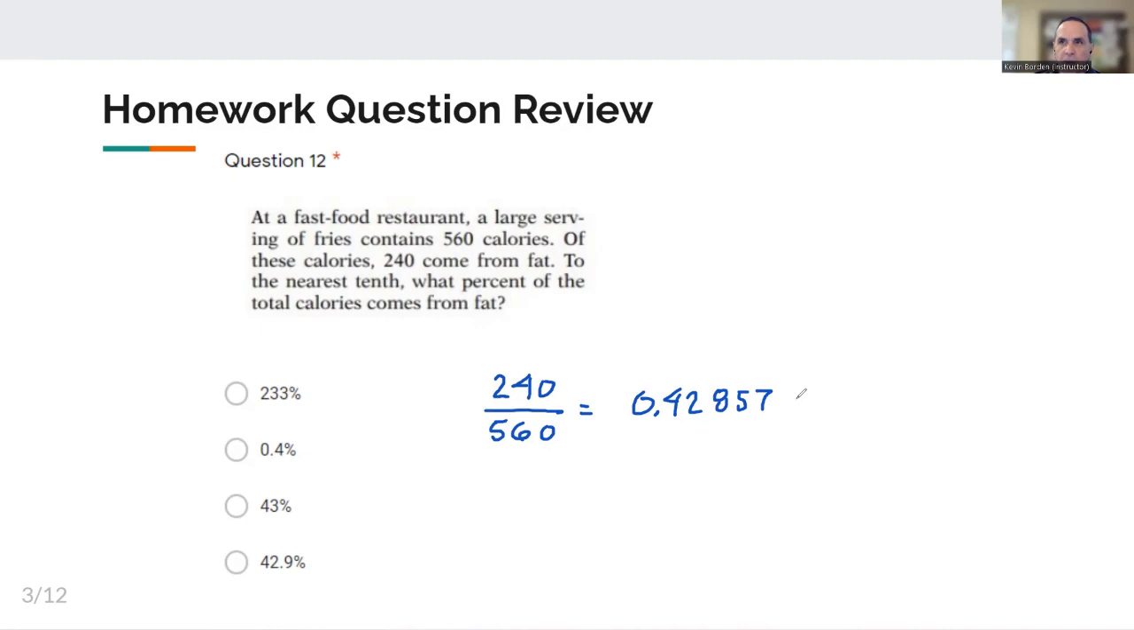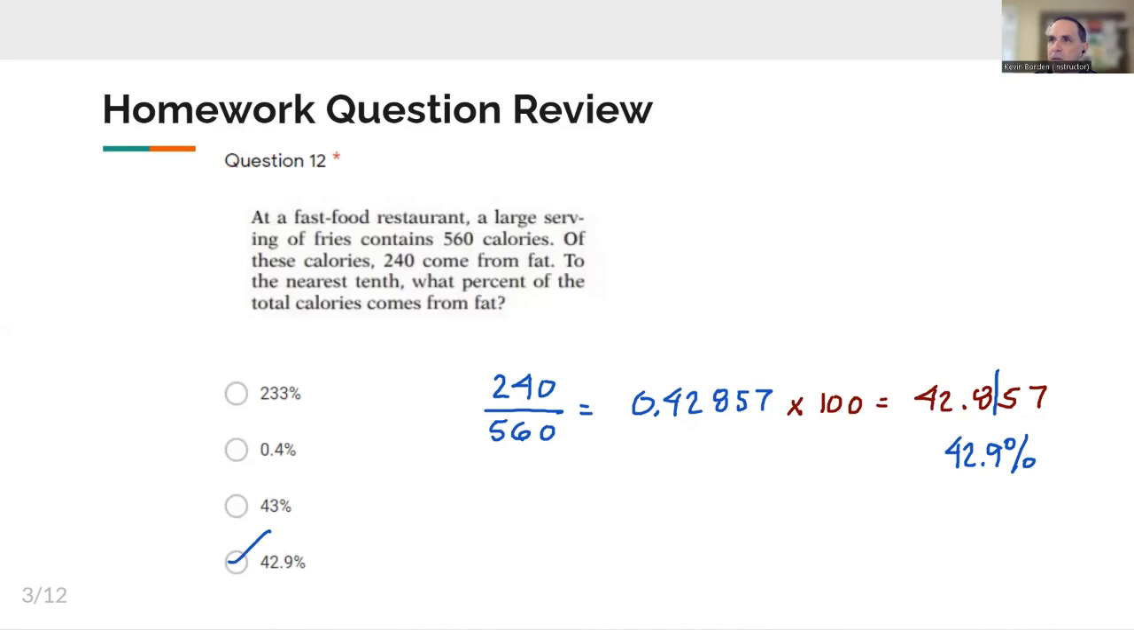Let's multiply this by 100 because we can only do the rounding after turning it into a percent. And we get 42.857. We set up our decimal point, let's put it right there after the tenth. And we look at the next number and it's a 5. So we're going to round that 8 up and our answer becomes 42.9%. There's our answer.